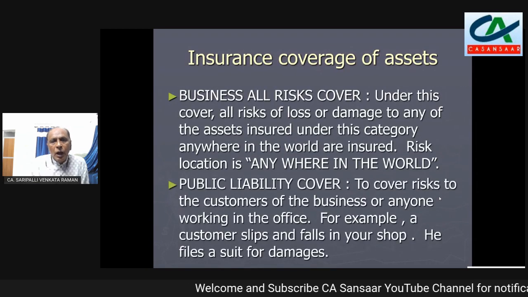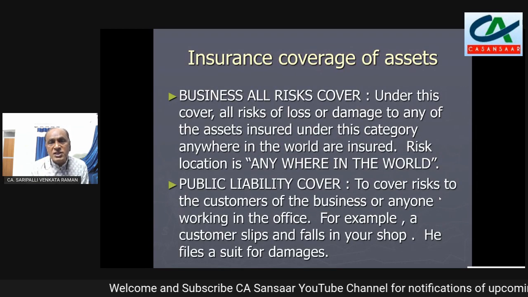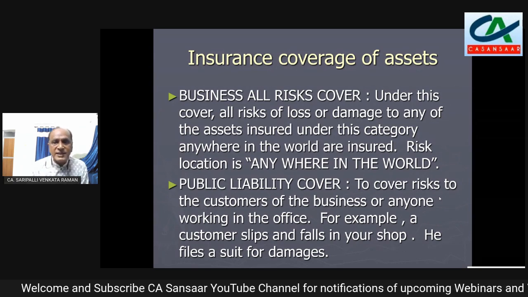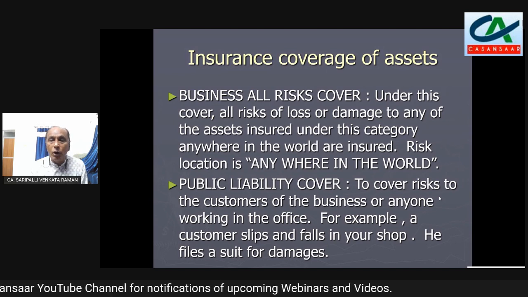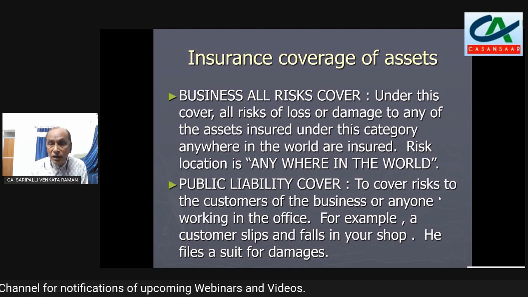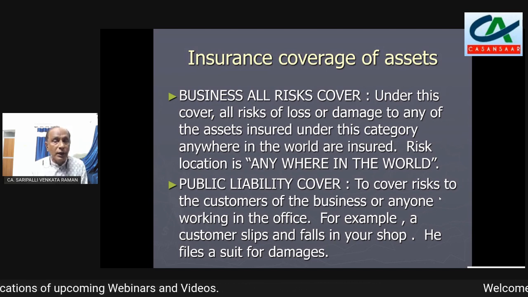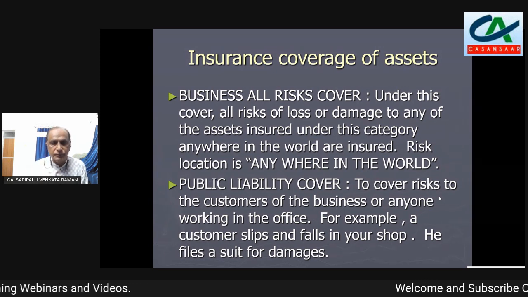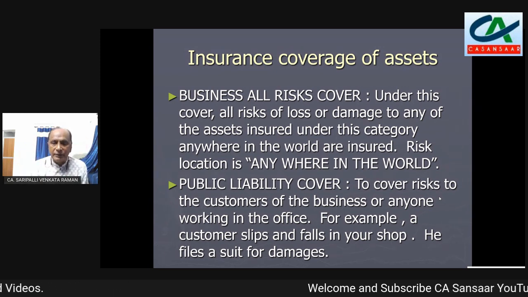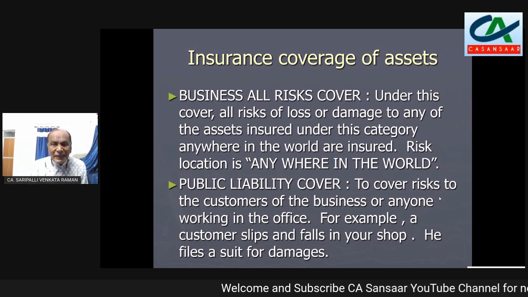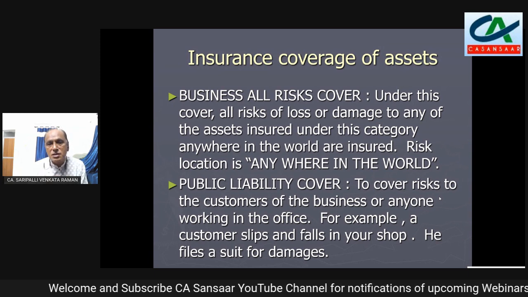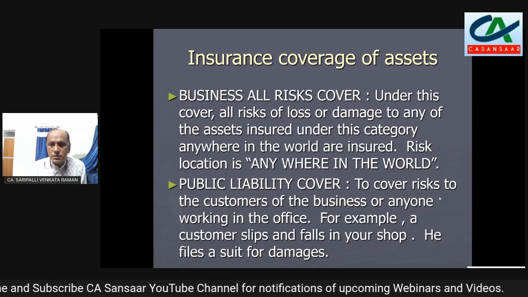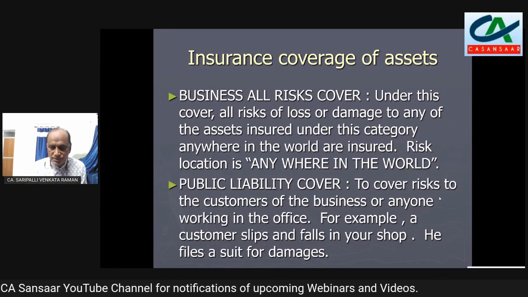Now, under business all risk, all risks of loss or damage to any of the assets insured under this category anywhere in the world will be covered or insured. The risk location is anywhere in the world and not a specified location. Then what is a public liability cover? Now, public liability cover is to cover risks to the customers of a business or anyone working in the office.